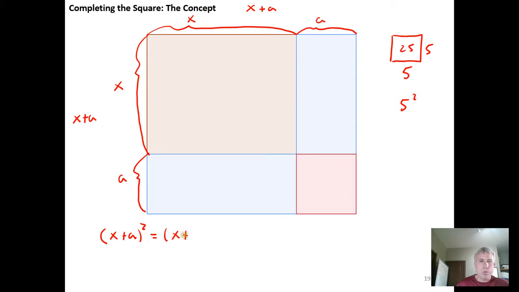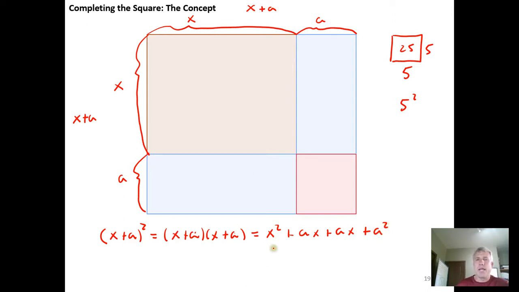To square a binomial, we know we need to multiply that binomial by itself, which is going to give us x times x is x squared, plus, by the distributive property, x times a gives us an ax, plus a times x gives us another ax, and then we get a times a, which gives us an a squared.